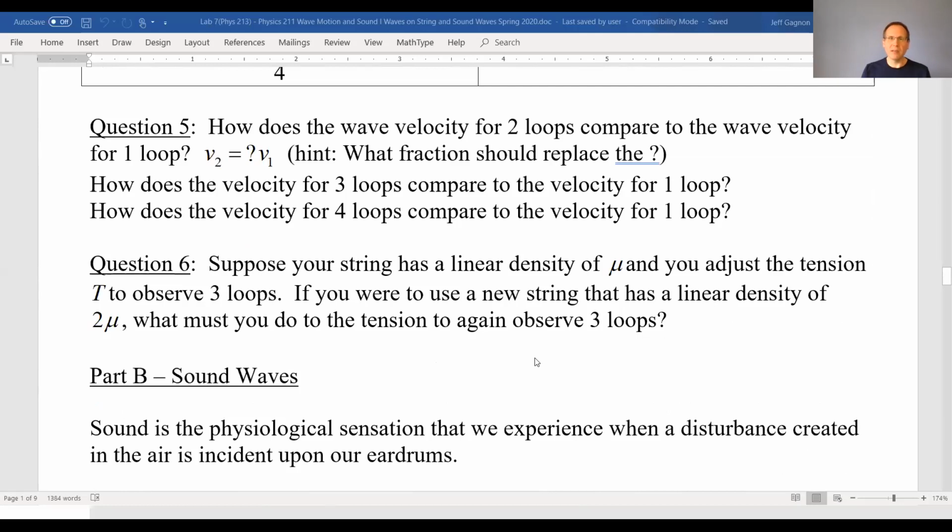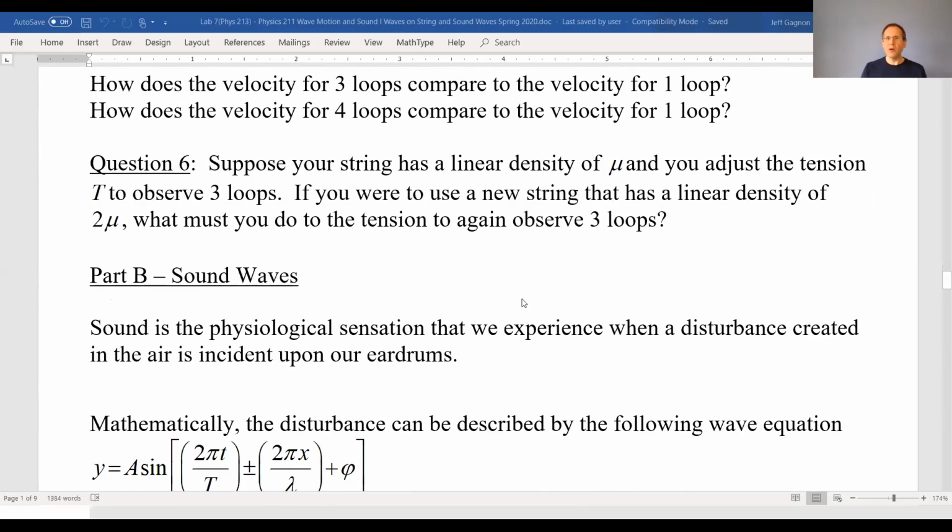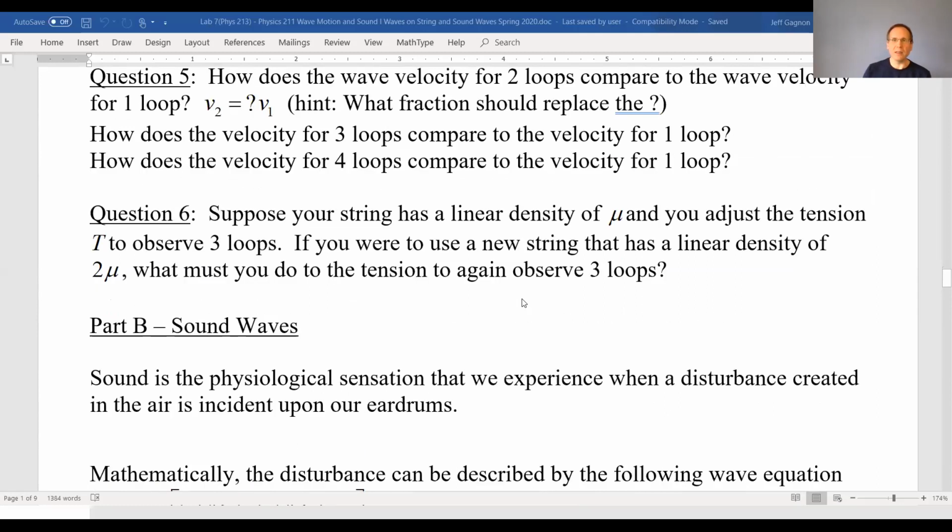Okay, then question 6. Suppose your string has a linear density of mu, and you adjust the tension to observe 3 loops. So you do whatever you need to do to the tension so that you're observing 3 loops, right? So you have a standing wave and you're seeing 3 loops. If you were to use a new string that has a linear density of 2 mu, what must you do to the tension to again observe 3 loops?